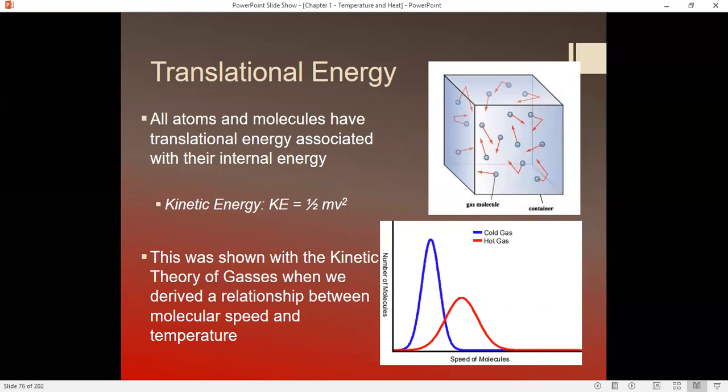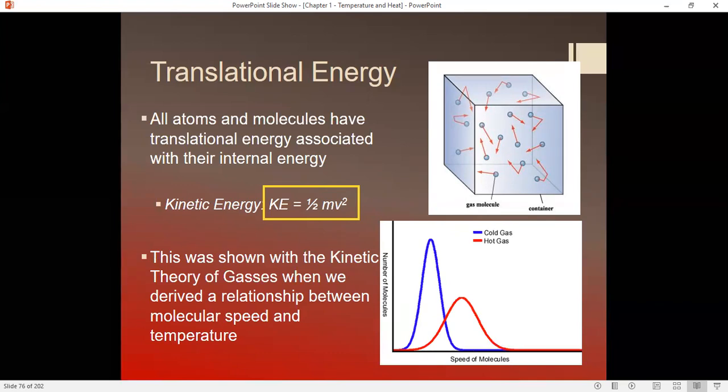All right, again, translational energy. What do we mean by that? Well, all molecules are moving around, right? They all have mass. They have different velocities. So we're talking about kinetic energy here. Now, what's interesting is if we compare a cold gas to a hot gas, on this axis, we have the number of molecules. On this axis, we have the speed of the molecules. So that's sort of related to the kinetic energy.